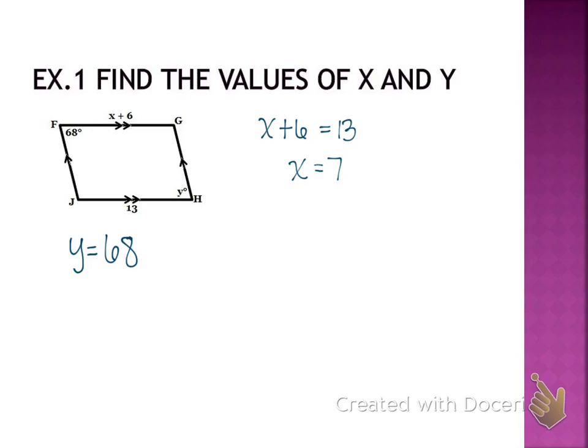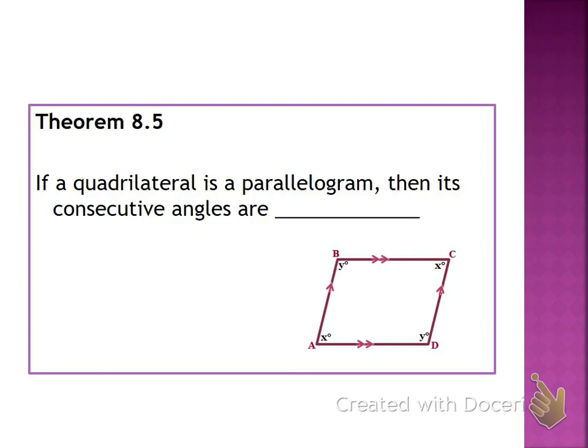Questions, concerns? Now, just as a question, does this also mean that GH has a length of 13? No. Okay, GH would be congruent to FJ, but not necessarily to FG or JH. Later on in this chapter, we'll talk about when that does happen, but not today.